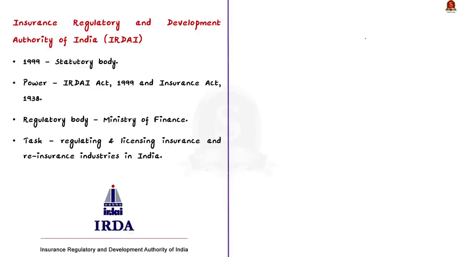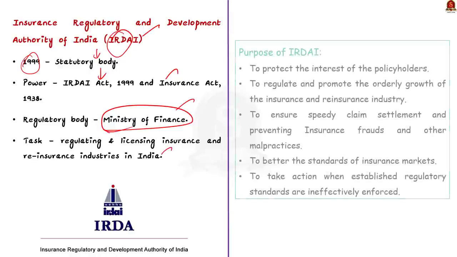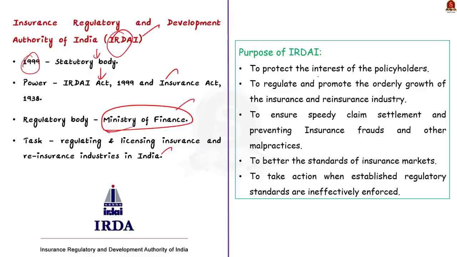See, the Insurance Regulatory and Development Authority of India, which is shortly known as IRDAI, is a statutory body which was established in the year 1999. Know that the body derives its powers and functions from the IRDAI Act 1999 and Insurance Act 1938. It is functioning as a regulatory body under the jurisdiction of Ministry of Finance. See, IRDAI is tasked with regulating and licensing the insurance and reinsurance industries in India. Its main purpose is to safeguard the interests of the policyholders.